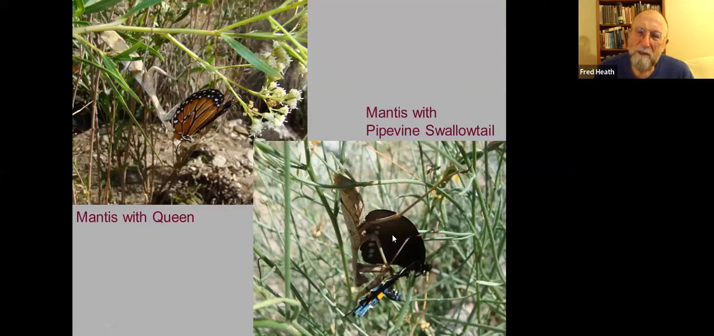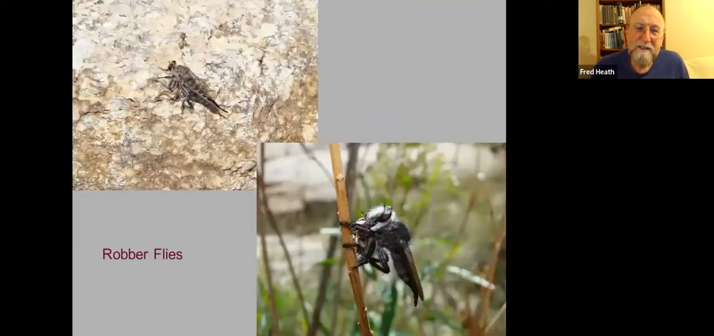And both of these butterflies are butterflies that consume plants that have toxins in them and make them unpalatable to birds, as we'll see in a bit. But that doesn't seem to deter the mantis. I guess it doesn't have good taste.